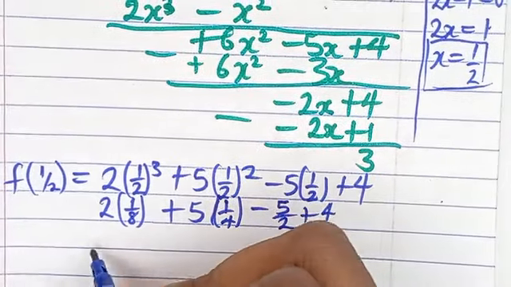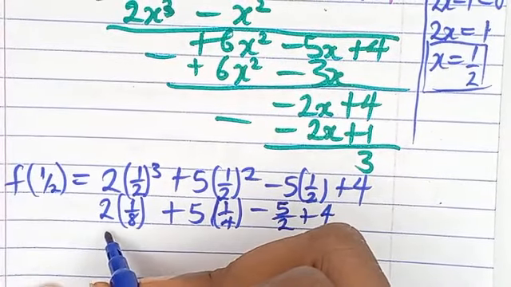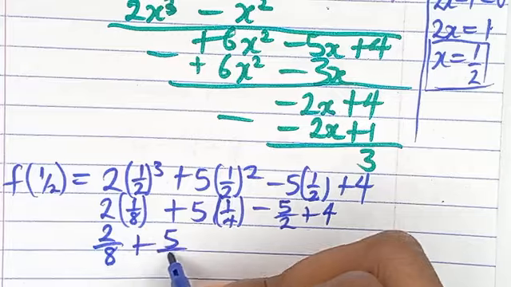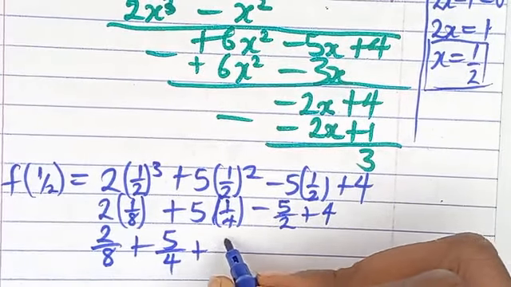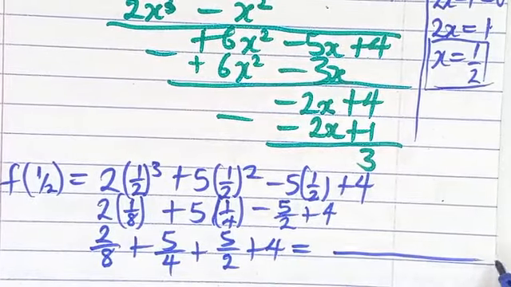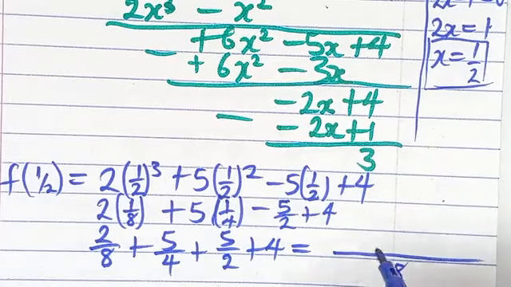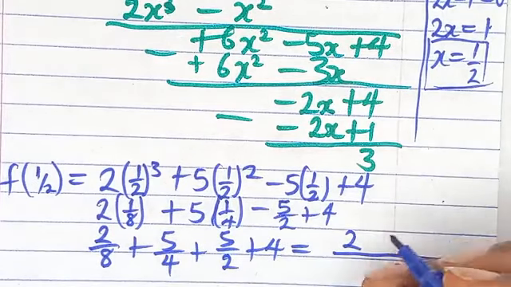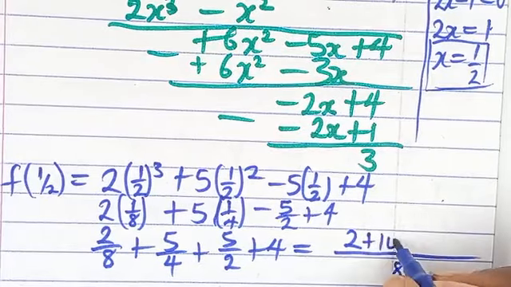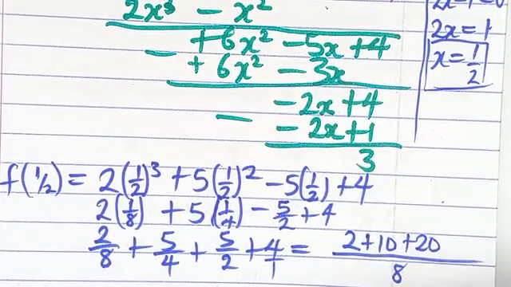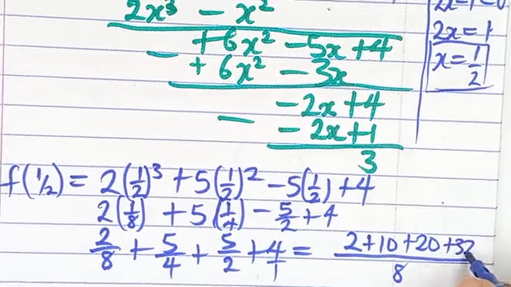Okay, and then we have 2 over 8 plus 5 over 4 plus 5 over 2 plus 4 equal to. Now the LCM of all this is 8. So we have 2. 4 into 8 is 2 times 5 equal to 10. 2 into 8 is 4. 4 times 5, that is 20. 4 over 1. Every whole number is over 1. So 8 times 4 is 32.